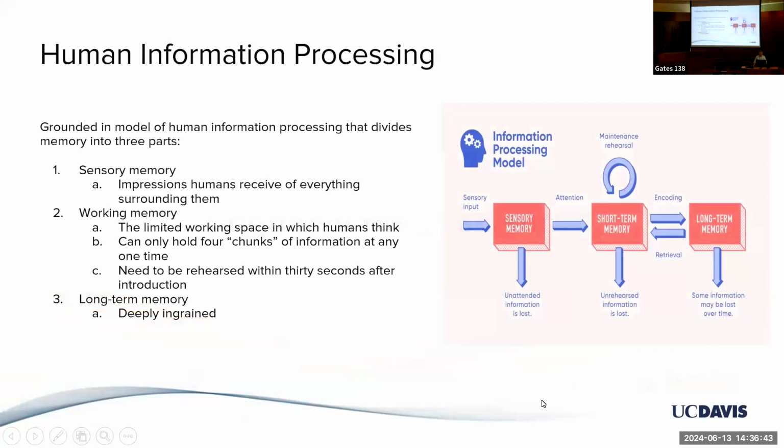For one, there's the human information processing model, which is broken up into three parts or stages. The first is your sensory memory, and that's the impression that you receive from your senses of everything that is surrounding you. Then we have short-term or working memory. And what we have learned in cognitive neuroscience research is that a typical student can only hold 4 chunks of information in short-term memory that they need to immediately rehearse within 30 seconds after introduction. Otherwise, that may not get encoded into long-term memory.